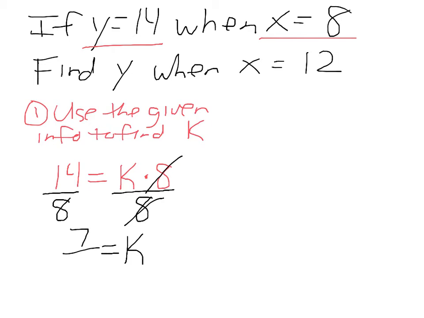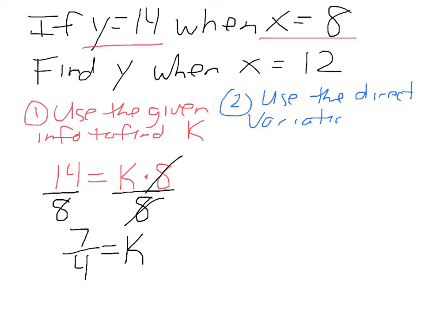7 over 4. So now that I've got my constant of proportionality, I'm going to use the direct variation equation to find the variable. And I'll show you what I mean by that.